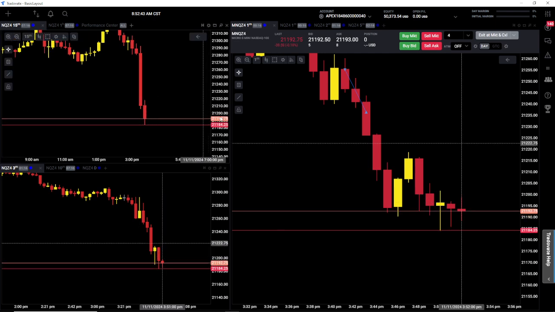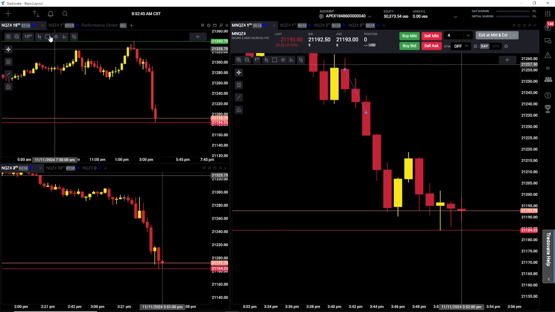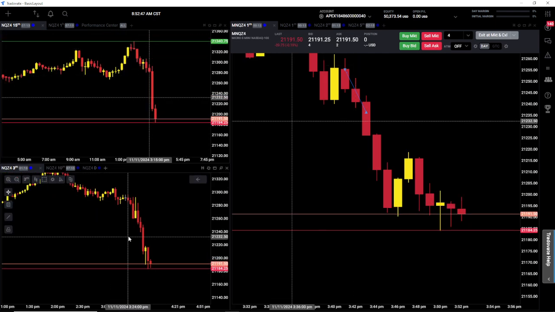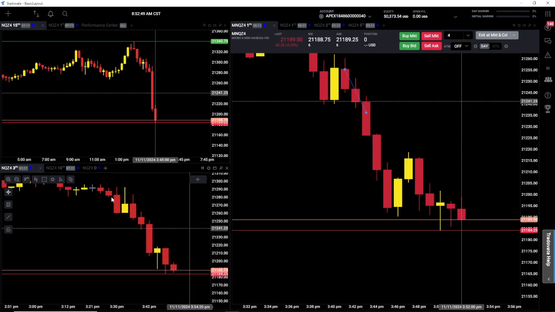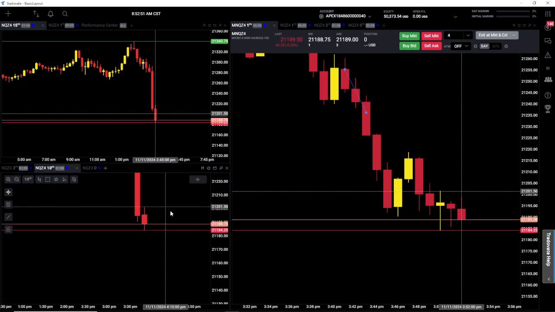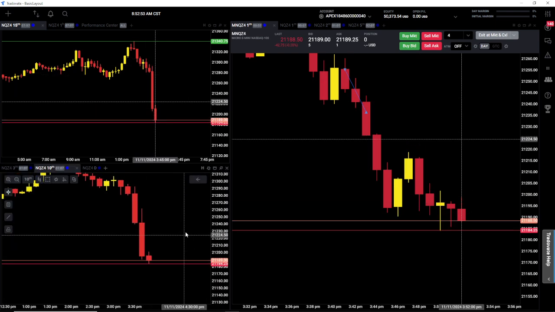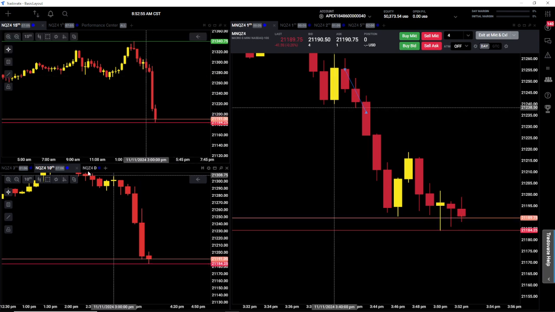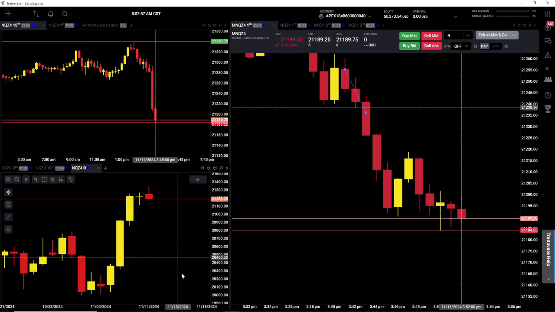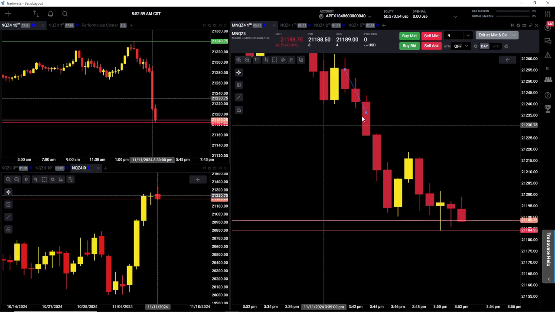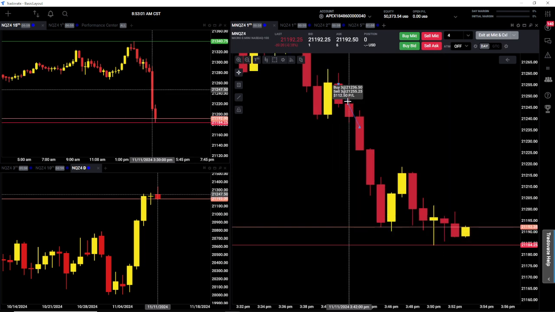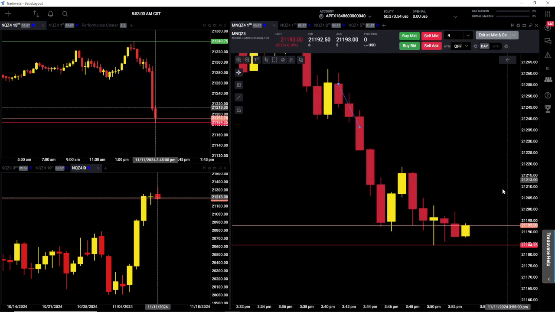Very strong action, to be honest. Move up to the 10-minute chart. 10-minute charts, basically just red, red, red. But yeah, that was the short, guys. That was the perfect short.